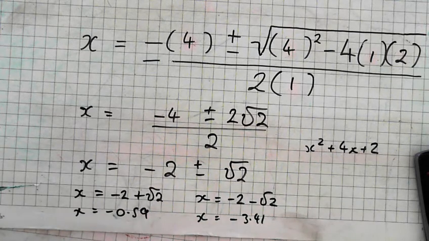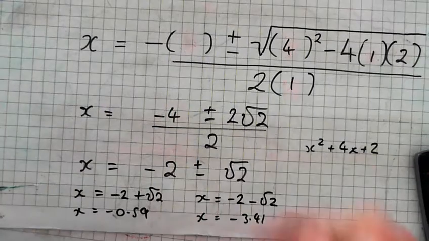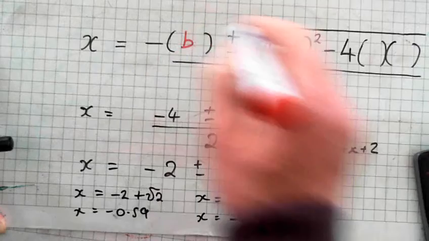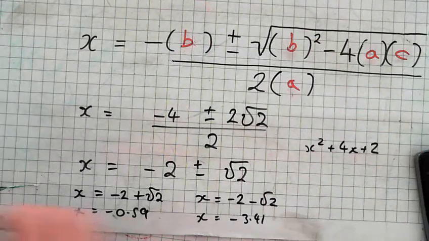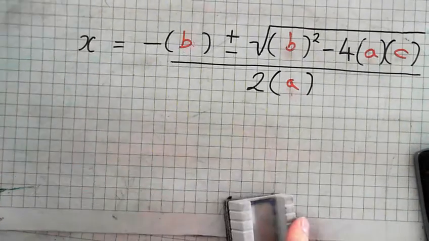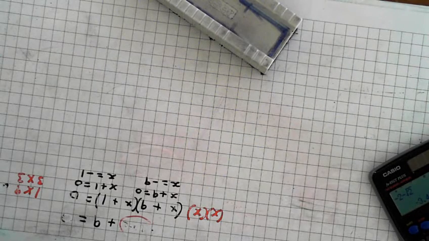Right, we'll do another one. So just to show you what the formula was again, we'll just rewrite it. That was b, a, c, and that was an a. Right. So we'll get the next equation to do. The next one is on page 142. Question 2. x squared plus 6x plus 4.